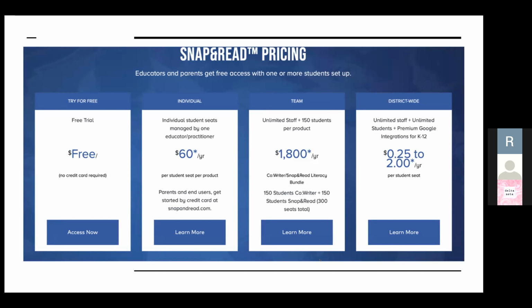And then if you're doing a team, you get unlimited staff and 150 students for $1,800 a year. And then if you're purchasing it district-wide, you will get unlimited staff, unlimited students, and premium Google integrations for K-12, and that'll be 25 cents to $2 per year per student.